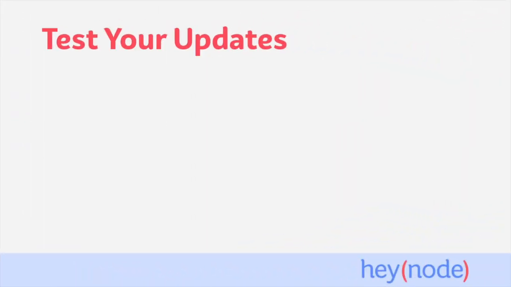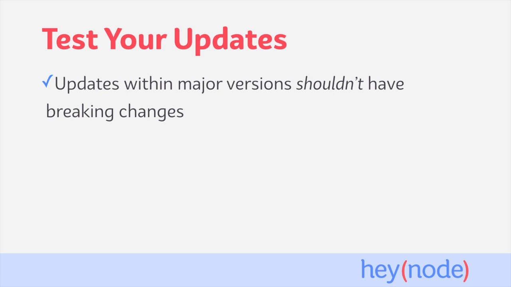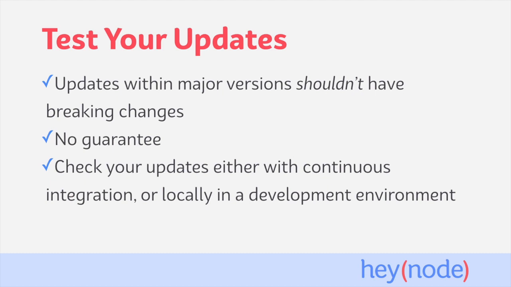The final step in updating dependencies would be to test the changes before pushing to production. The semantic versioning system dictates that versions within the same major version shouldn't have breaking changes, but the ecosystem has no way to actually guarantee this, so it's up to you to make sure. This means you shouldn't just blindly update a package in production, even a minor version, without first testing it automatically with continuous integration, or manually in a development environment. It's always better to be safe than sorry.